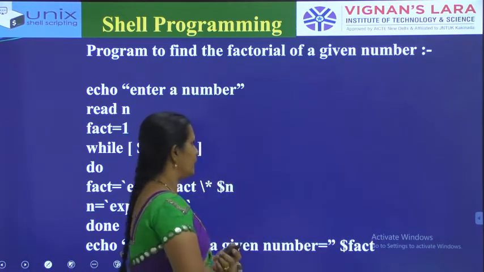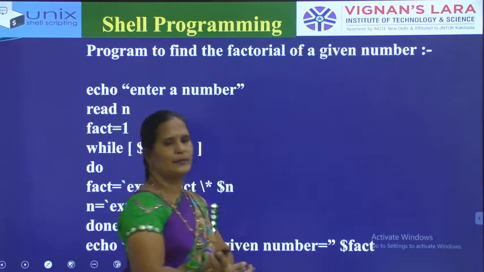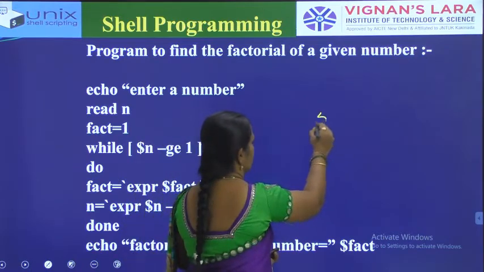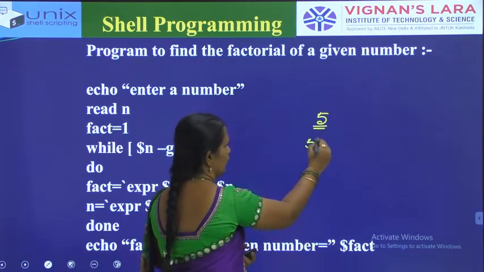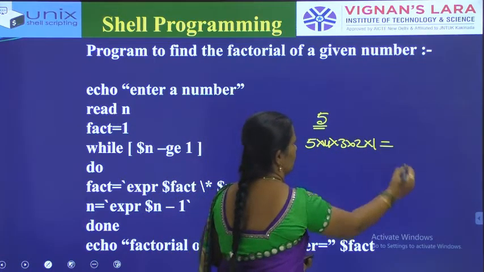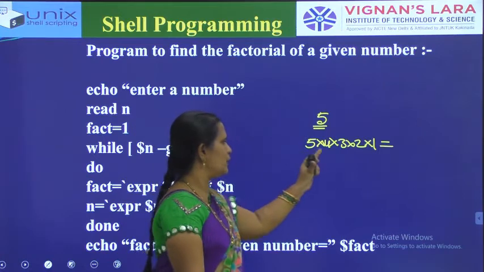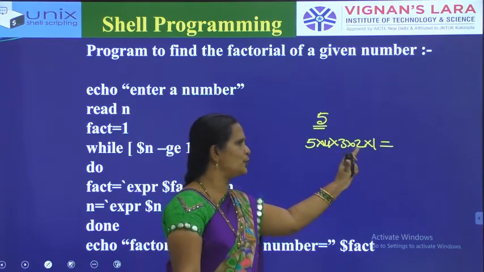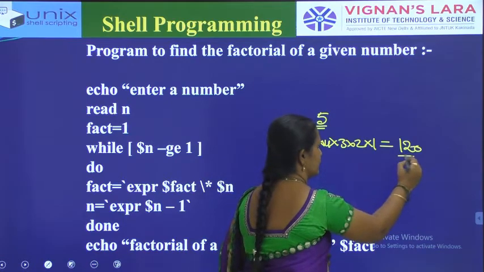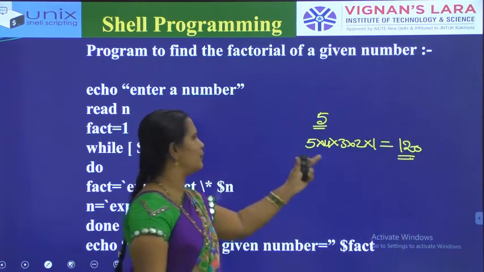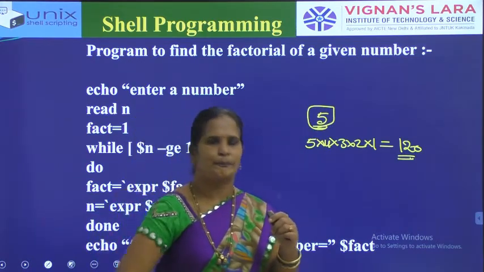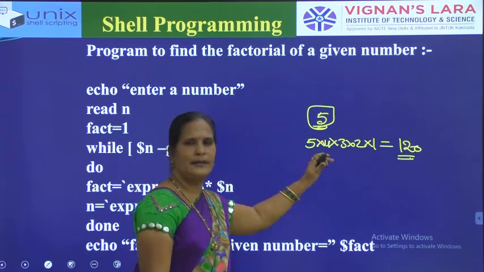For example, if I want to find the factorial of the number 5, the logic is 5 into 4 into 3 into 2 into 1. 5 into 4 is 20, 20 into 3 is 60, 60 into 2 is 120, 120 into 1 is equal to 120. This 120 is the factorial of number 5. This is the logic. For this, here I am writing a program.